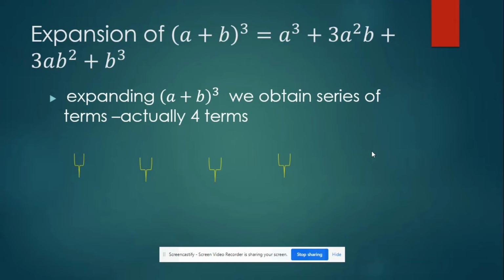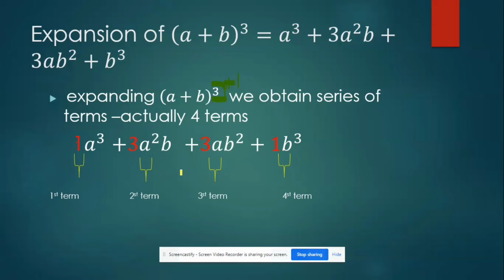When we expand a plus b to the power of 3, we obtain a series of terms. And actually, that series of terms is equivalent to 4 terms. Because what I'm highlighting here is 3, which is our n, is 3. So the number of terms will be n plus 1. So we shall have 1 a cubed plus 3a squared b plus 3ab squared plus 1b cubed.